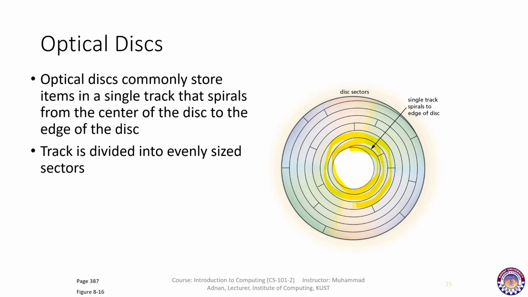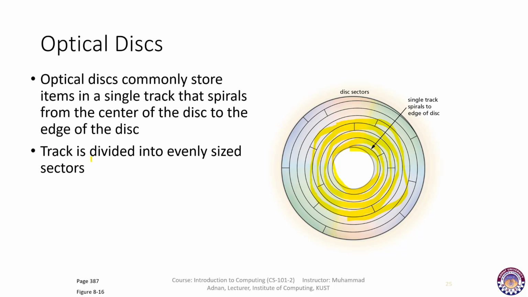You can see that this is one complete track, and a track is further divided into sectors just as in the hard disk configurations. So a single track spirals to the edge of the disk. Optical discs commonly store items on a single track that spirals from the center of the disk to the edge of the disk.